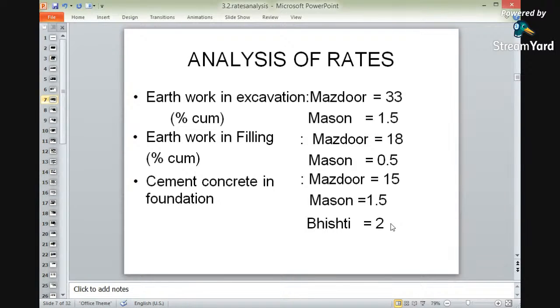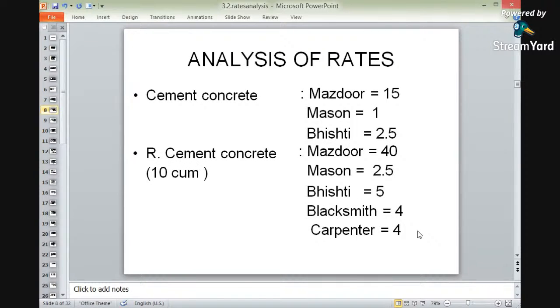These are after research work it has been done. After all the research work, it has been decided how much quantity of labors will be required. So depending upon the actual quantity, we will calculate the actual quantity. But in this case, how many mazdoors are required? 15 mazdoors are required. Masons 1.5 is required, and bistri, that means 2, is required. Again, cement concrete, in the normal way it has been taken as mazdoor as 15, mason as again 1, bistri 2.5.